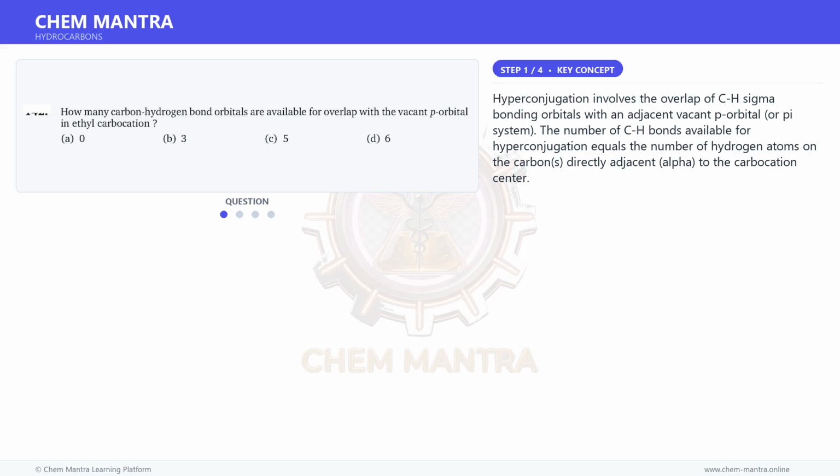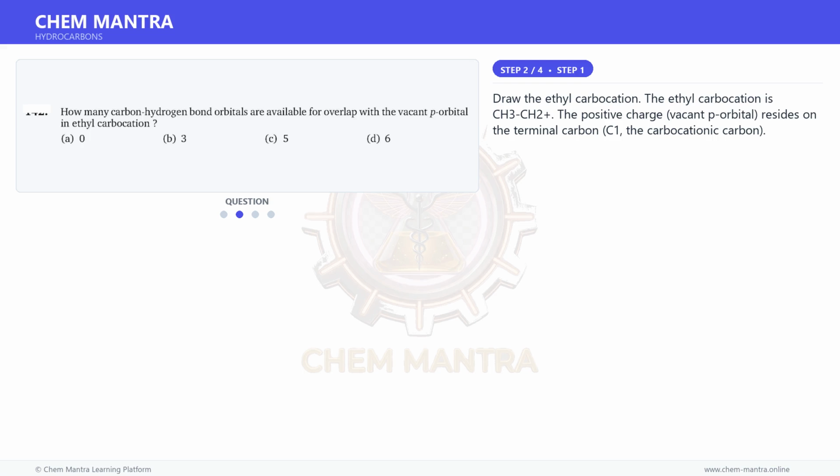Hyperconjugation involves the overlap of CH sigma bonding orbitals with an adjacent vacant p orbital, or pi system. The number of CH bonds available for hyperconjugation equals the number of hydrogen atoms on the carbons directly adjacent, alpha, to the carbocation center.